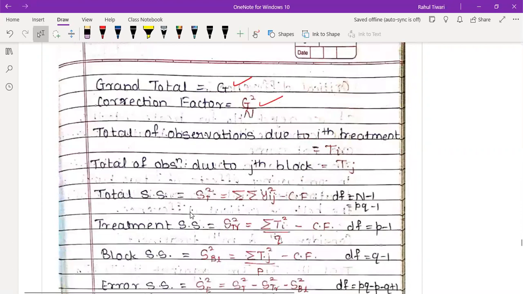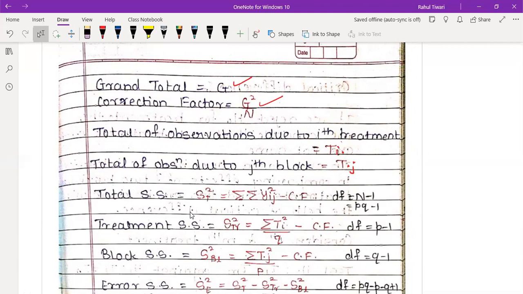The total of observations due to the ith treatment is Ti dot. Okay, don't get confused, Ti dot. The ith treatment means Ti dot. And the total of observations due to the jth block is T dot j. So then the total sum of squares is the double summation of Yij squared minus CF, the usual definition. And how many observations do we have? Total n, so n minus 1, which is pq minus 1.